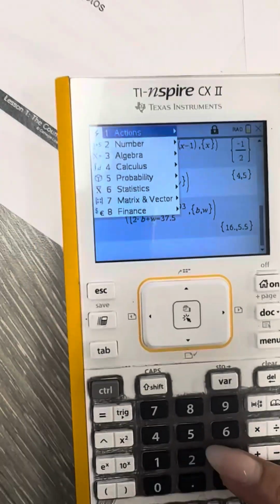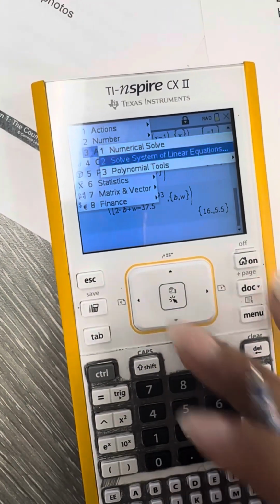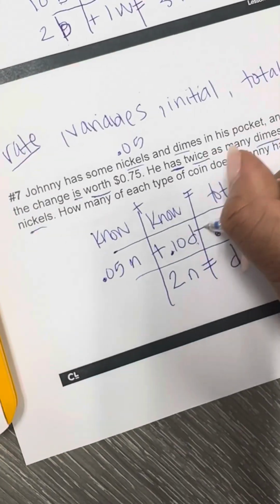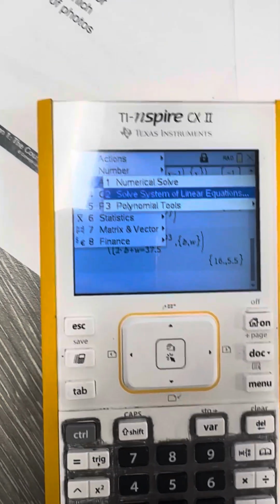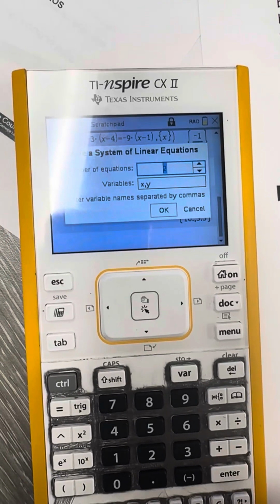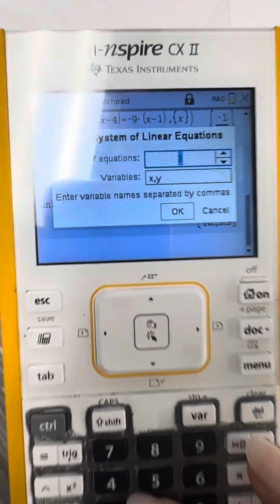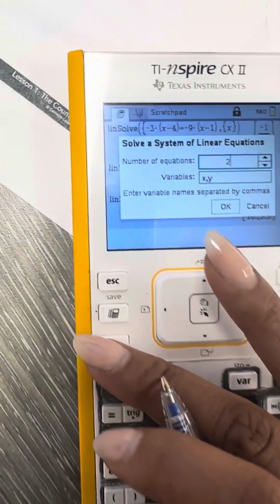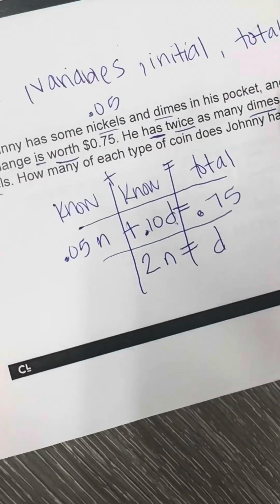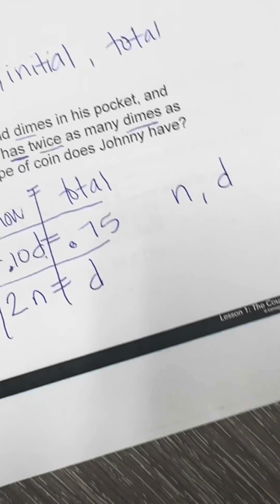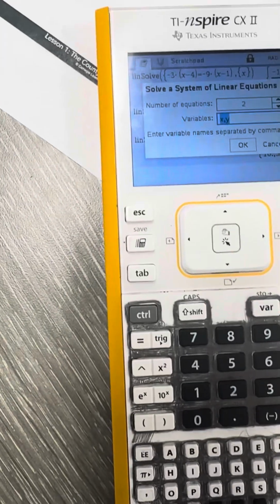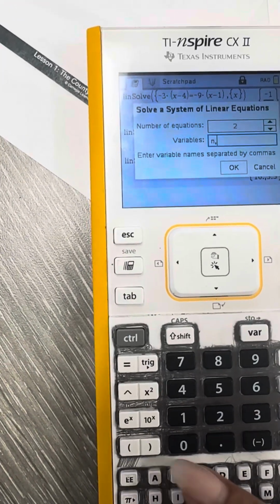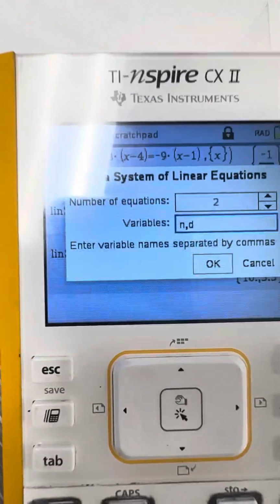Algebra 3. It's an equation. We have two equations, two equal signs. Equations, there are two. What variables did we use? Hit tab to go down. We use N, comma, D, nickels and dimes. N, comma, D.